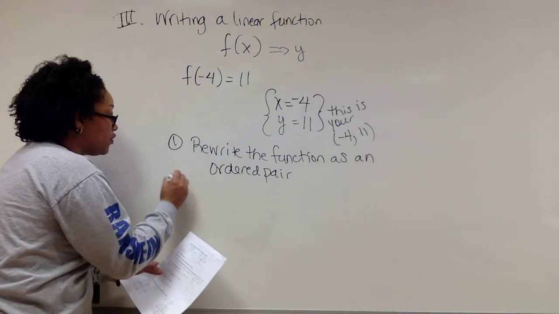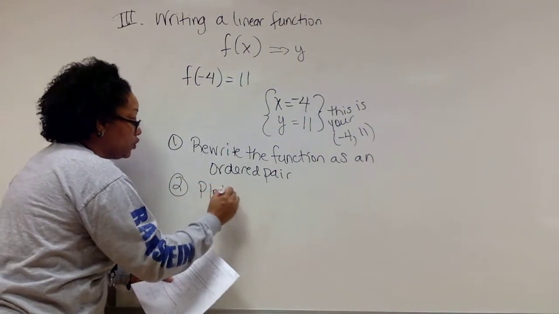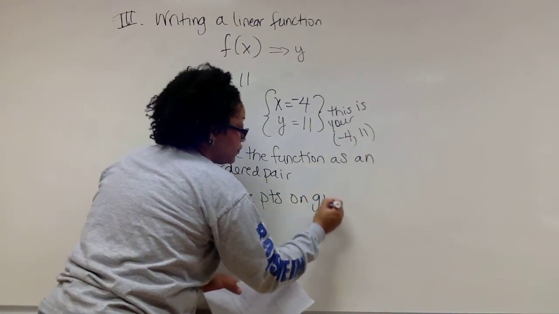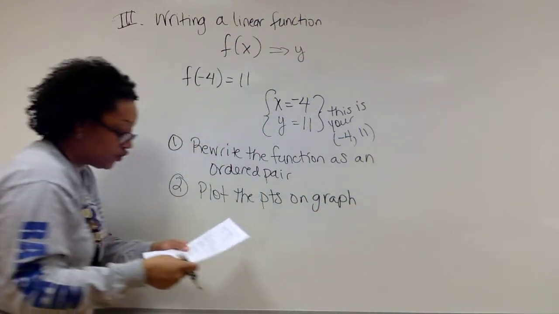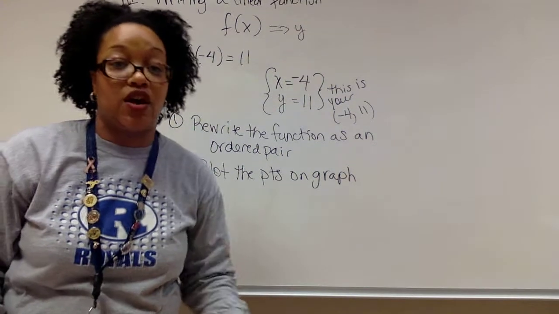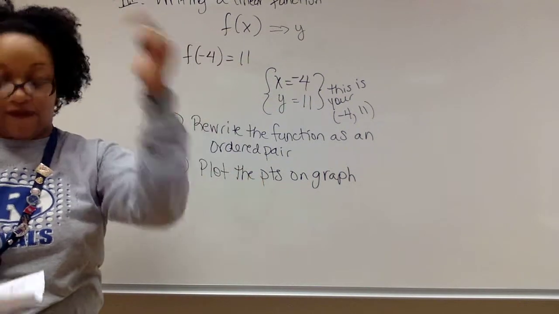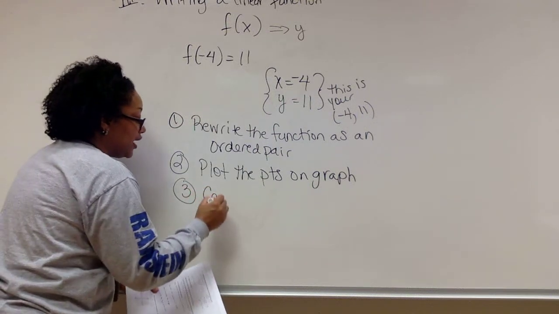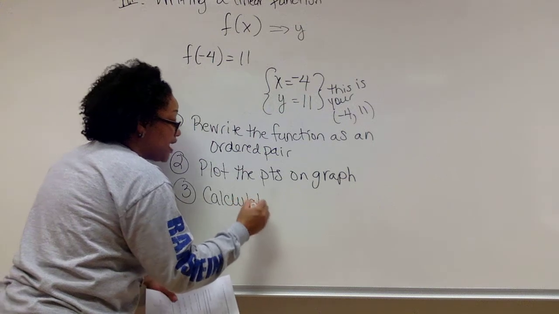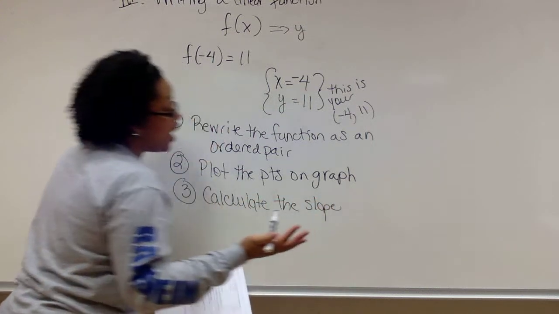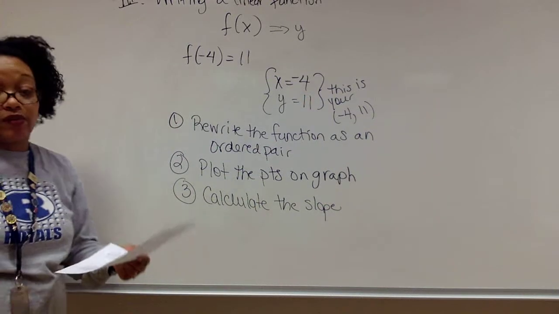Second thing is you're going to plot those points. I got to give you 2. So you're going to plot those points on the graph. Once you plot the points, then you're back to where we were at the beginning of the notes. Finding your m, finding your b. All right. Third step, calculate the slope. How do you want to do that? Up to you. But because I'm on a graph, I'm going to use my rise over run.